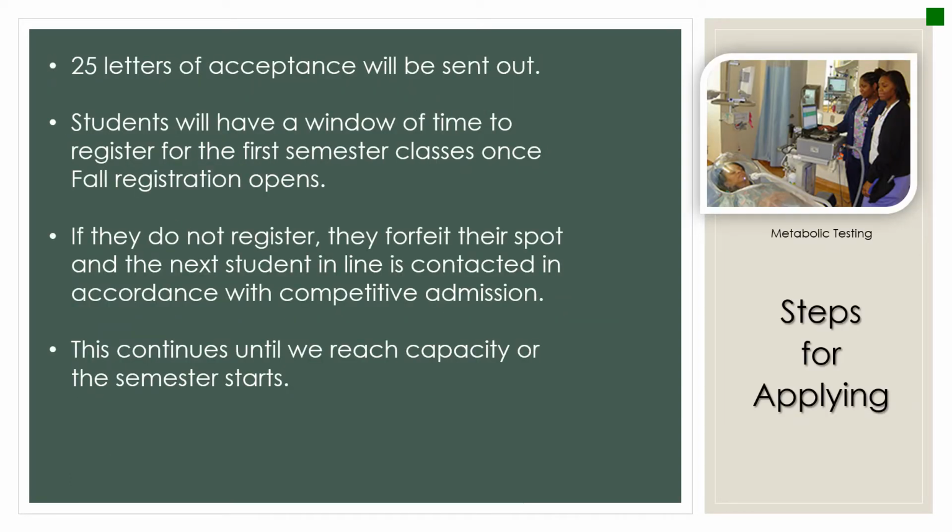25 letters of acceptance will be sent out. Students will have a window of time to register for the first semester classes once fall registration opens. If they do not register, they forfeit their spot, and the next student in line is contacted in accordance with the competitive admission. This continues until we reach capacity or the semester starts.